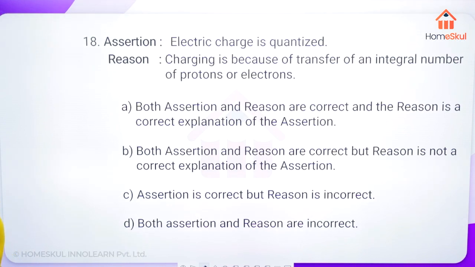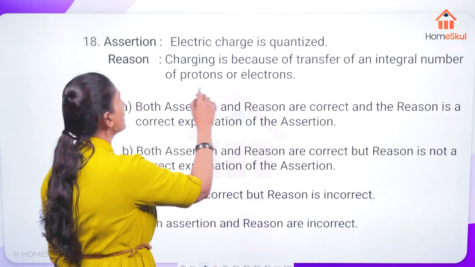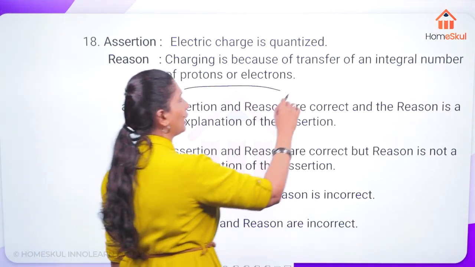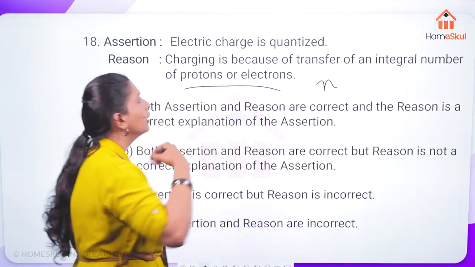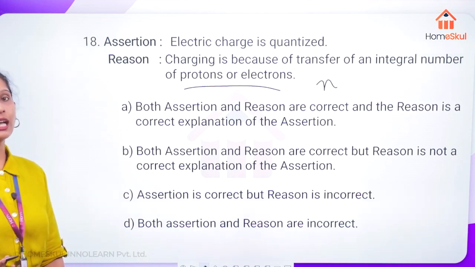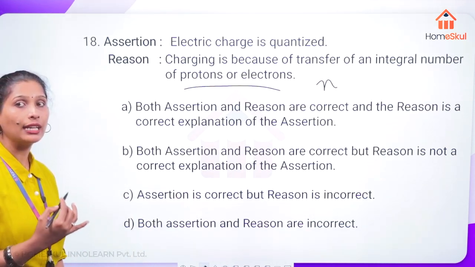Now, moving on with the next assertion, that electric charge is quantized. And the reason is, charging is because of transfer of an integral number of protons or electrons. So that is why the charging is happening, because of the transfer of protons or electrons.